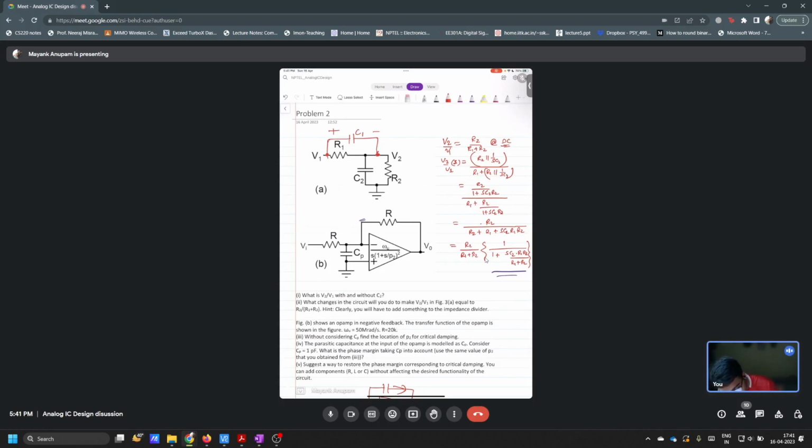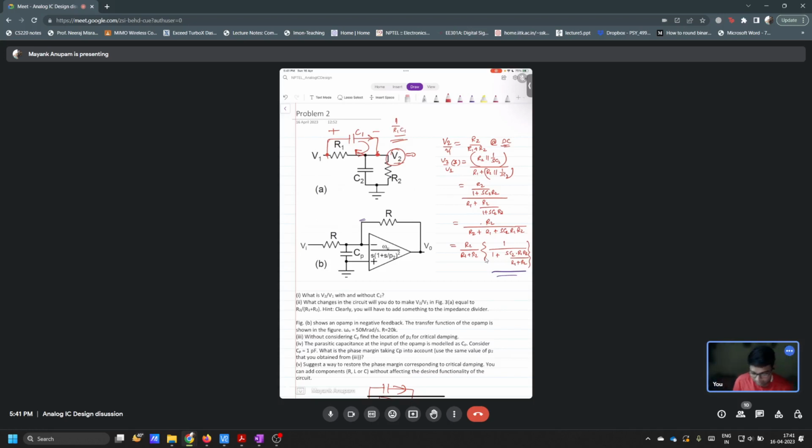What is the location of the zero in this case? Can anyone say? 1 by R1 C1. Yes, it will be 1 over R1 C1. At the location of the zero, this will become 0, so whatever current comes here simply loops inside, right? So it will be 1 over R1 C1. Whatever I said earlier, please forget that, it is not applicable here.